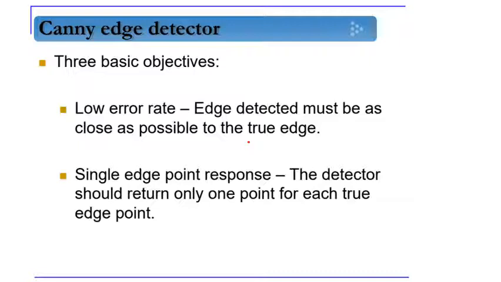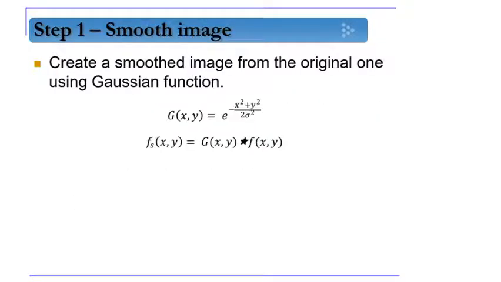For this, Canny suggested that we can use the first derivative of the Gaussian. We have already seen the Gaussian function, or Gaussian low pass filter function, which we have used to smooth out the image. So we start with that. Let's start with the first step. The first step is to smooth the image using the Gaussian function.